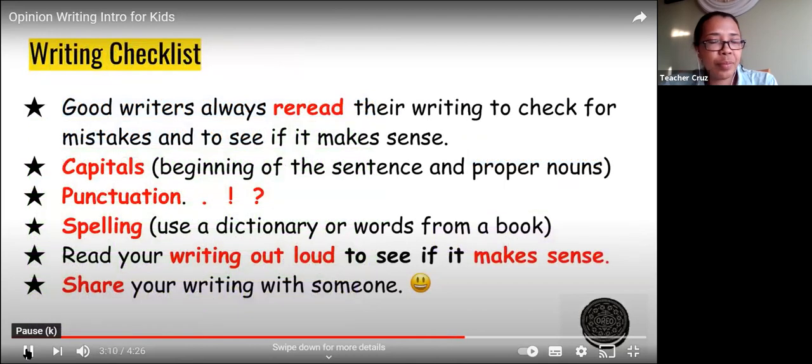Writing checklist. Good writers always reread their writing to check for mistakes and to see if it makes sense. Capitals. You should have a capital at the beginning of your sentences, and proper nouns should be capitalized. All sentences should end with punctuation, either a period, exclamation point, or question mark. Spelling. You can use a dictionary or words from a book, or even just look around the room to see how to spell words correctly. Read your writing out loud to see if it makes sense. Share your writing with someone.